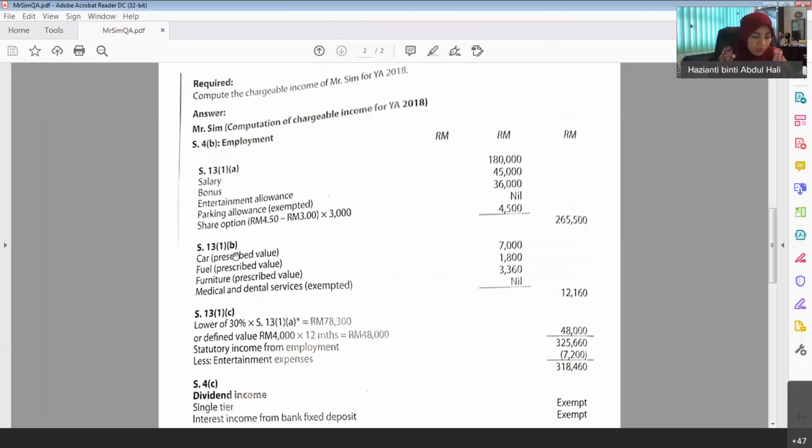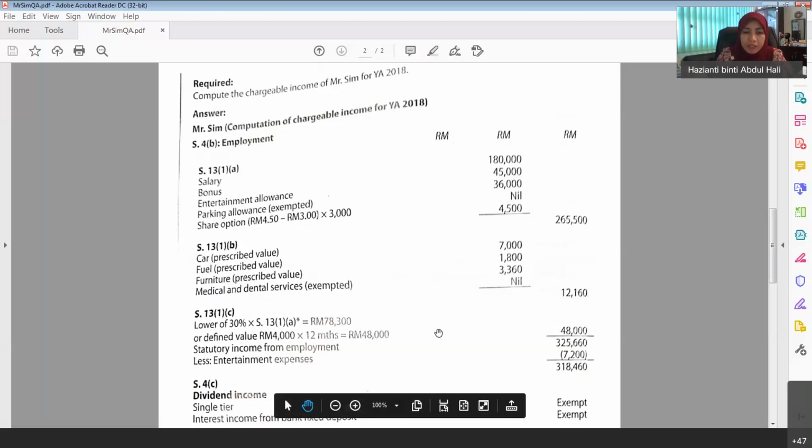Alright, so section 13.1B, car, he gets a car. 180,000. So let's look at our benefit in kind table. So for the 182,000 car, the value is 7,000. And also fuel, 1,800. Alright, furniture. Remember, this is a fully furnished bungalow. So fully furnished, 3,360. Alright, and also medical and dental services, even though it is given by the employer, it is exempted. Okay, so this will give us 12,160 for section 13.1B.